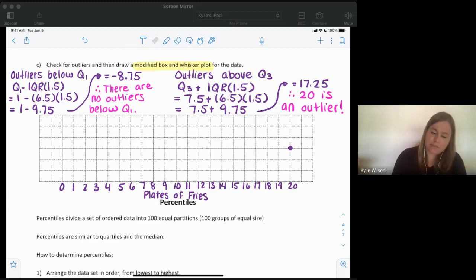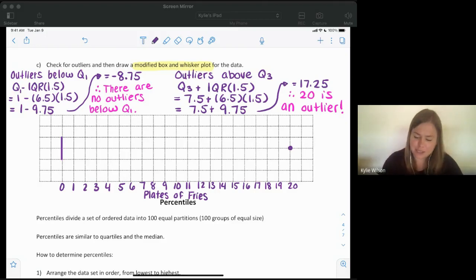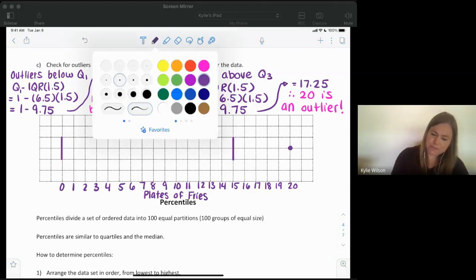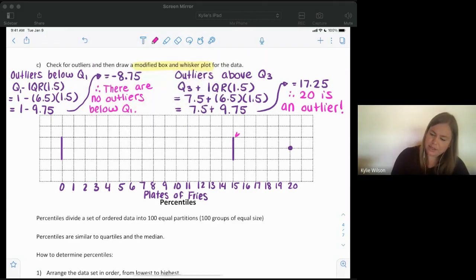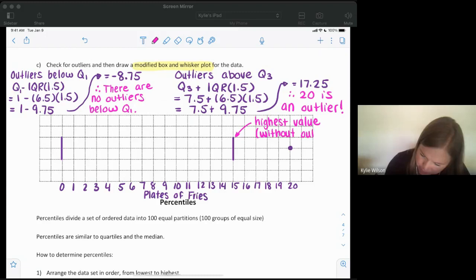So I start by adding in my smallest value, which is still 0. Now for my greatest value, we're pretending 20 isn't there. So my next greatest value will be 15. So this here is going to be our highest value, but without our outlier. So we're not including 20.